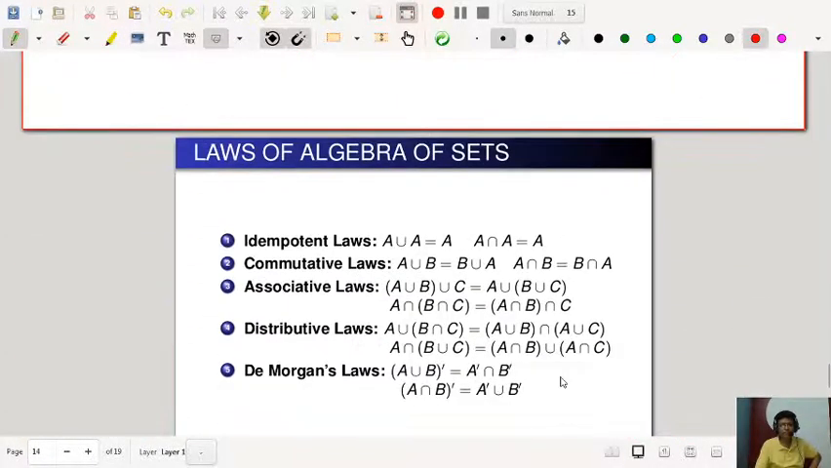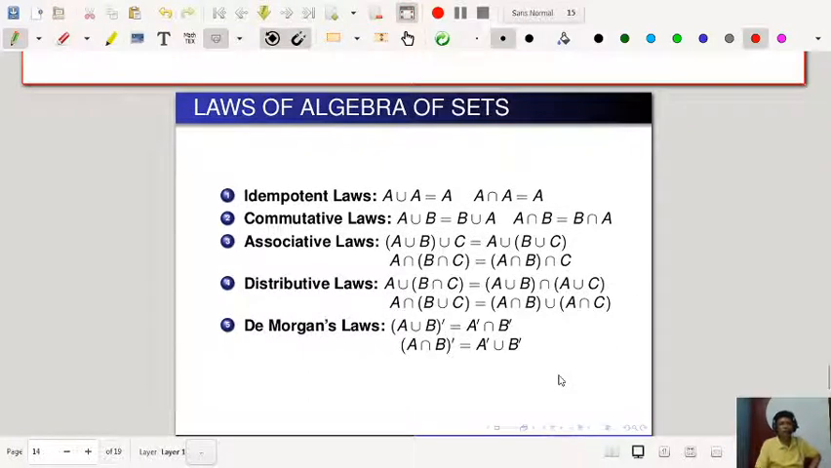Now, there are some laws of algebra of sets. There are some important laws. The first law is the idempotent law: A union A equals A, and A intersection A is A.